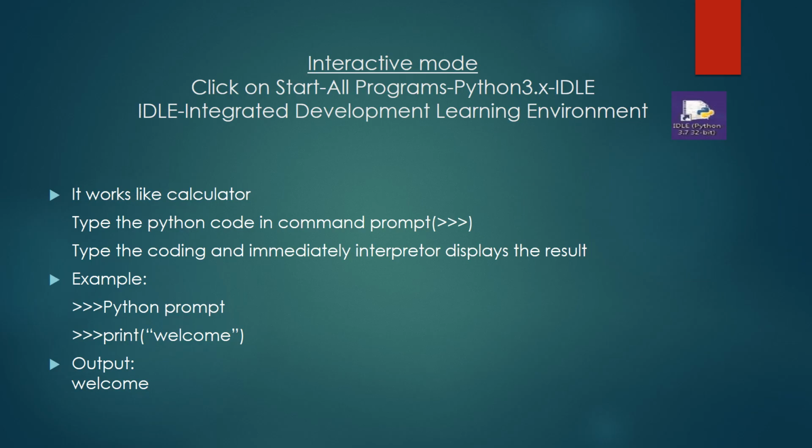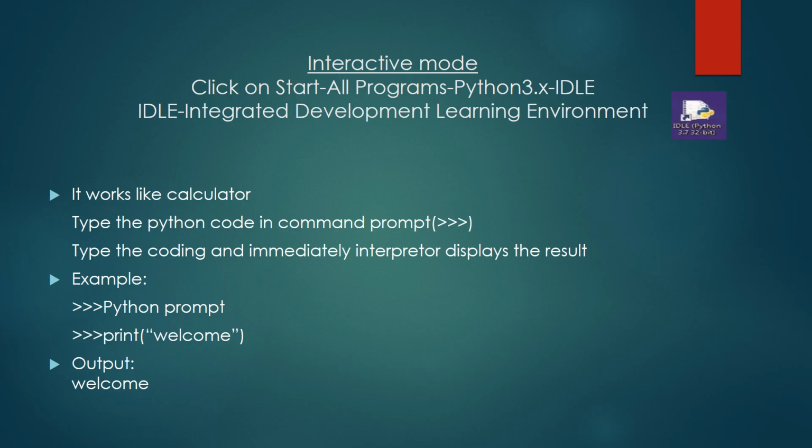Or you can see this icon. It is the Python icon. Double click on this and you can open the Python window. The interactive mode, how it works, I said, it works like a calculator and it is a prompt. When you double click on this, you get the prompt, and you can type the code and immediately get the answer.